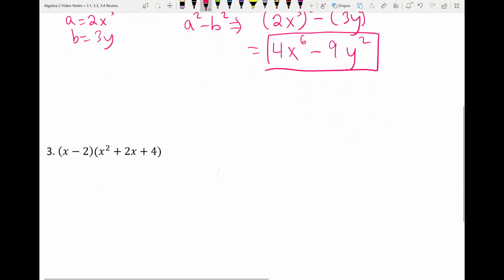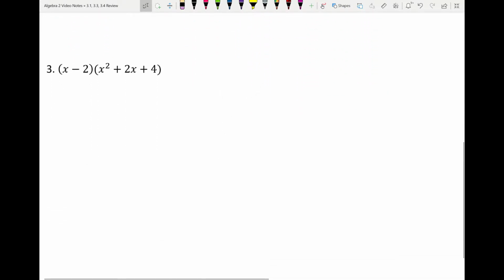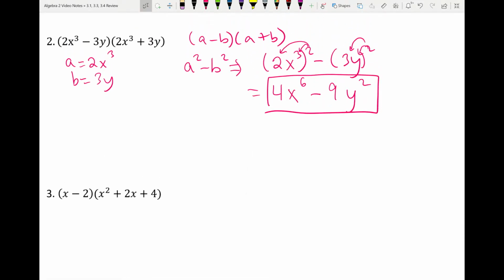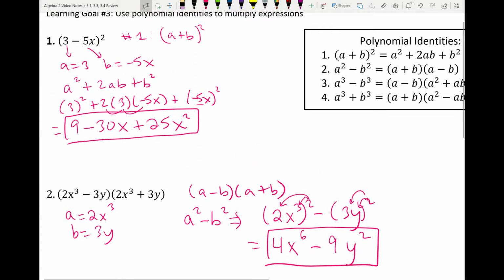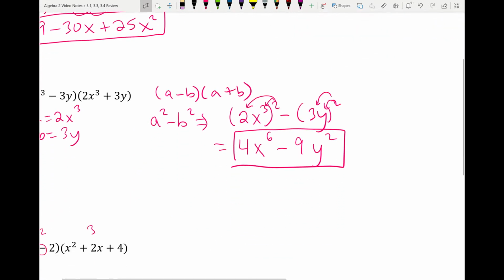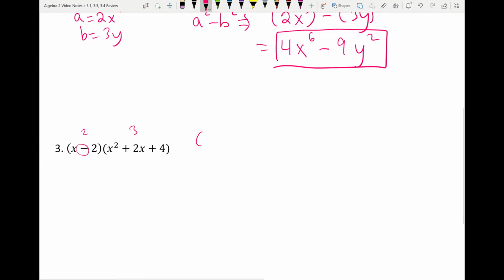All right, we got another problem here. If you look at this one, number 3, you have a parentheses with 2 terms and then a parentheses with 3 terms, and then you got a minus sign there. So if you look at the polynomial identities, it matches up with this guy. You got a minus sign here, and then you got 3 terms here. So therefore, we're using the a cubed minus b cubed identity. I'm going to go ahead and write that so that we can see that it matches up. a minus b, a squared plus ab plus b squared.